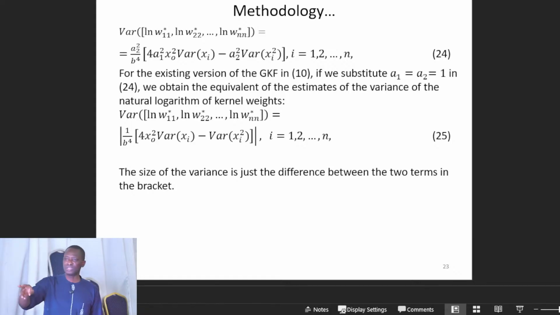Here is equation 24. Now, this is the final equation. If you look at it, how do we make the variance of the kernel weight as highly variable? We said, if we take A2 squared to be 1, then you have to get a value of A1 squared as high as possible, because equation 24 is the variance, such that the variance you get will be as high as possible.